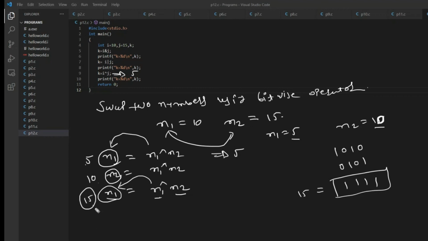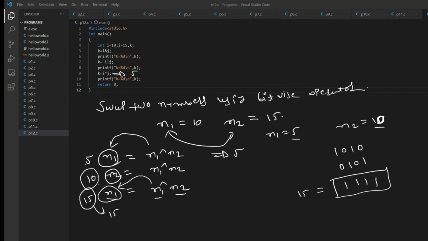So my n1 will become 15 and n2 will become 10. So both my numbers are swapped. This is one more method to swap two numbers using a bitwise operator. We have seen the method using the arithmetic operator, using a temporary variable, and this is the third method, using the XOR operator. In the arithmetic operator, we have seen three different methods.